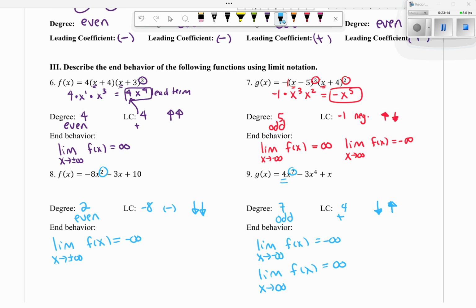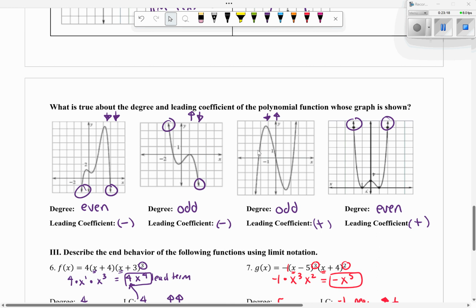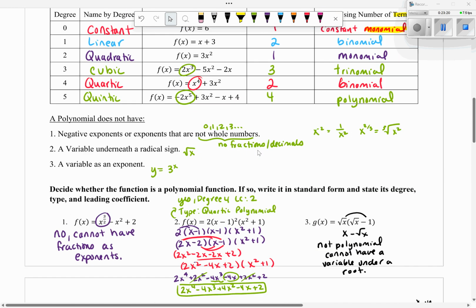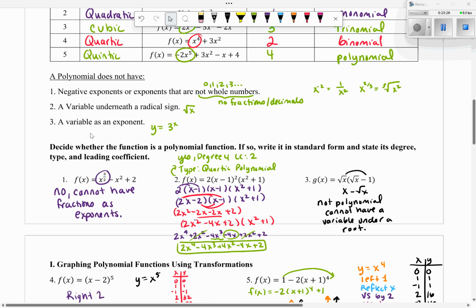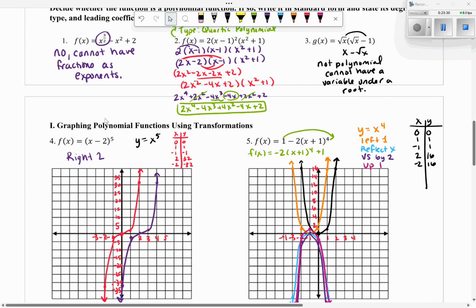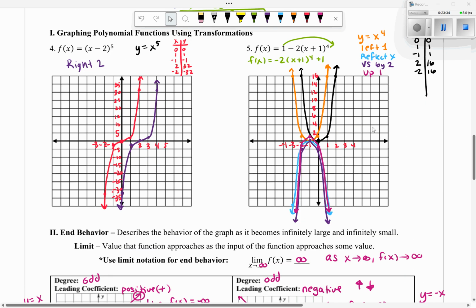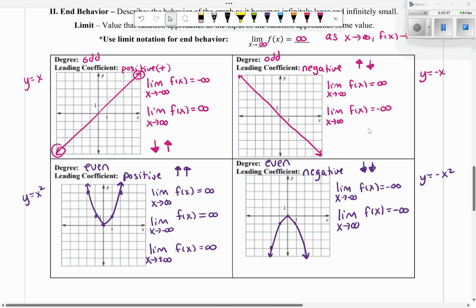So that is it for our first lesson on the polynomial unit. Make sure you know what the names are by degree and number of terms, what a polynomial is, how we know it's a polynomial equation, how to put it in standard form by multiplying and combining like terms, that transformations still apply, and also the end behavior.